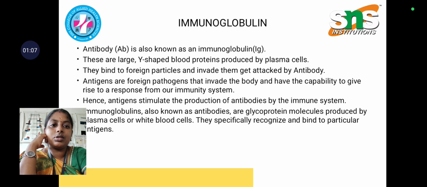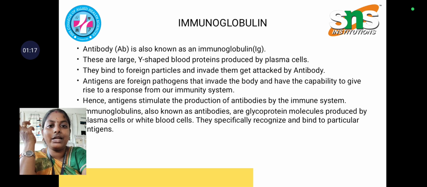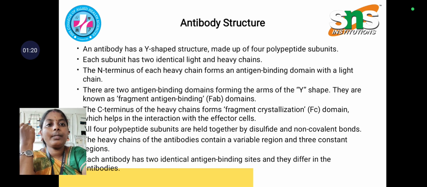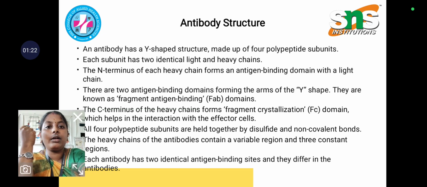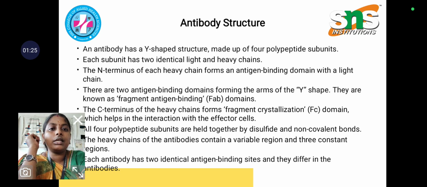Immunoglobulins are also called antibodies, and these are glycoprotein molecules produced only from the plasma cells or white blood cells, and they specifically recognize and bind to particular antigens which attack our body. And coming to the structure, as I have told already, this antibody has a Y-shaped structure, and it is made up of mainly 4 polypeptide subunits, and each subunit has 2 identical light and heavy chains. It also has the N-terminus sites of each heavy chain, thus forming an antigen binding domain with the light chain.